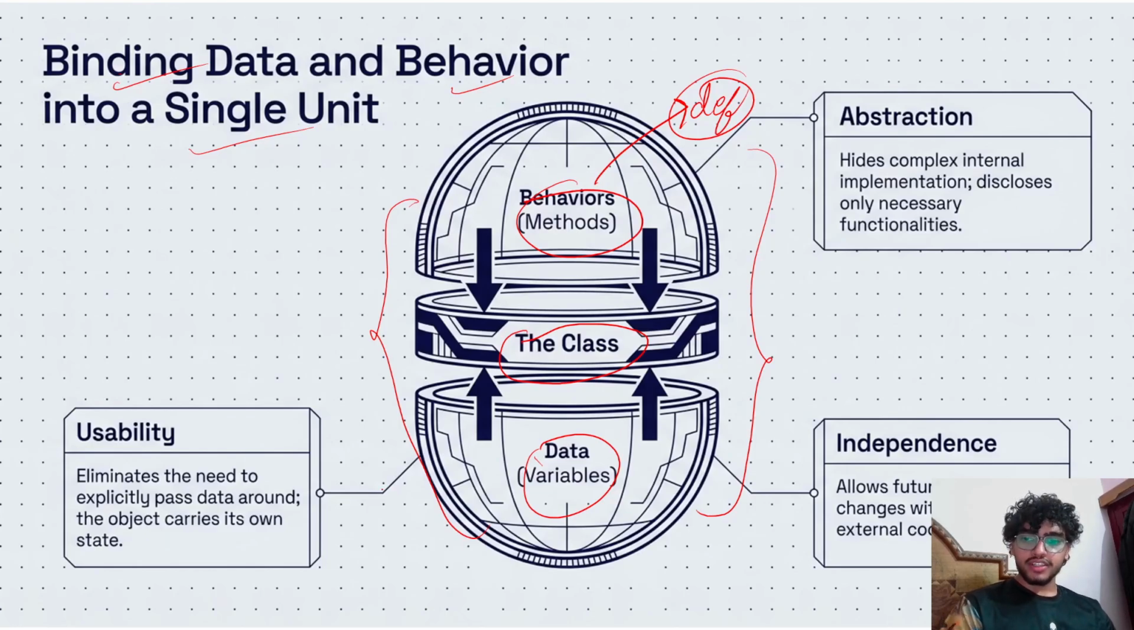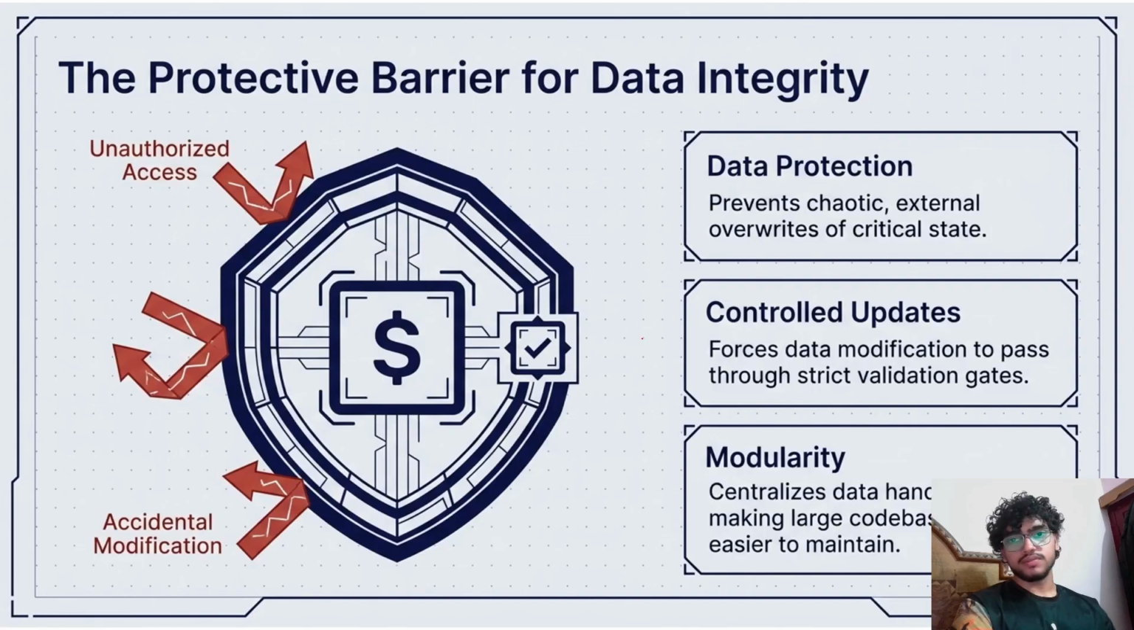So what is the usability? It eliminates the need to explicitly pass data around. The object carries its own state. Abstraction: it hides complex internal implementation and discloses only necessary functionalities. Independence: it allows future internal changes without breaking external code. Now, unauthorized access is protected, and accidental modification is also protected because it's stored inside a vault.